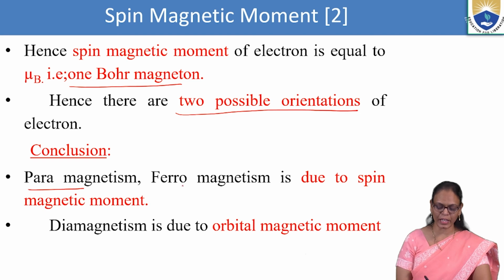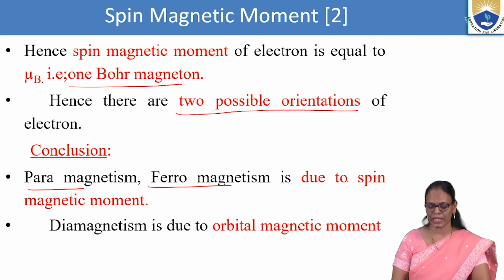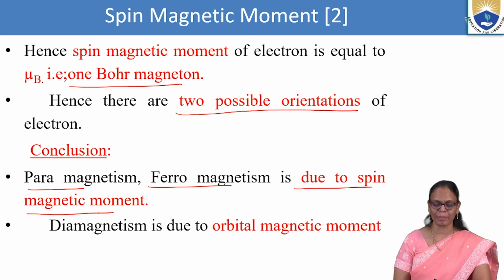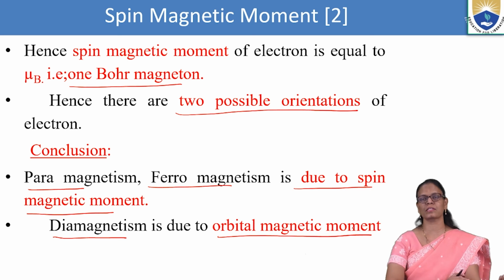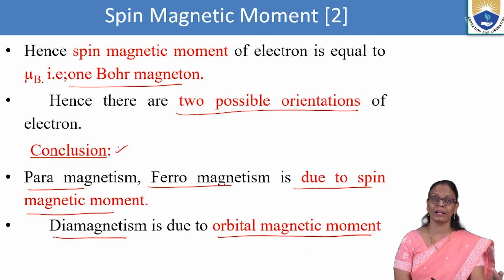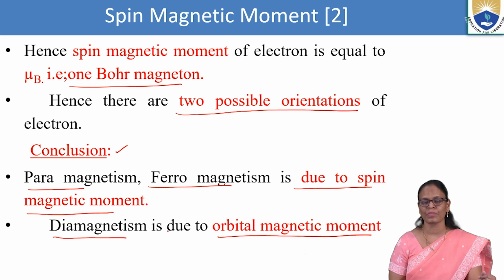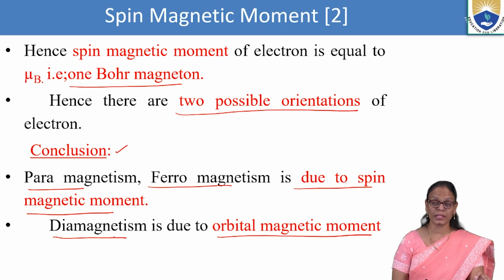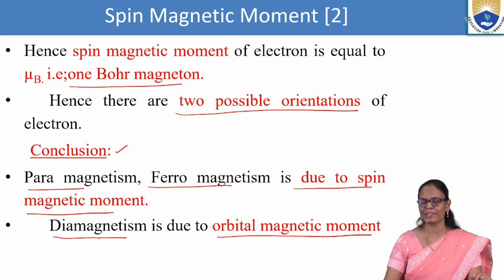So paramagnetism and ferromagnetism in materials are due to the spin magnetic moment, and the diamagnetism is due to the orbital magnetic moment. So we have discussed two things now: the orbital motion of the electron, which gives rise to orbital magnetic moment, and the spin motion of the electron, which gives rise to spin magnetic moment. What we are concluding here, and we'll be discussing again in the classification, is that the paramagnetism or the ferromagnetism is due to the spin magnetic moment, whereas the diamagnetism is due to the orbital magnetic moment.